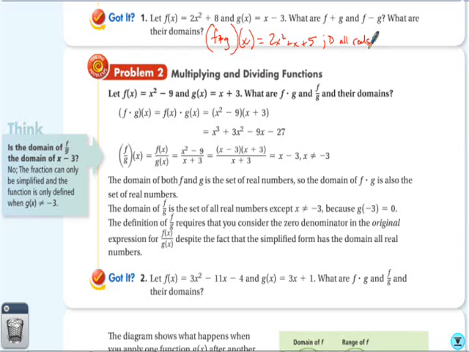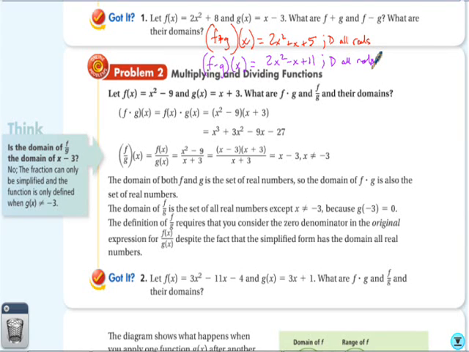For f minus g, f minus g of x, just slightly different numbers here, is 2x squared minus x plus 11. And again, the domain here is all reals. That's it. Easy enough, right?